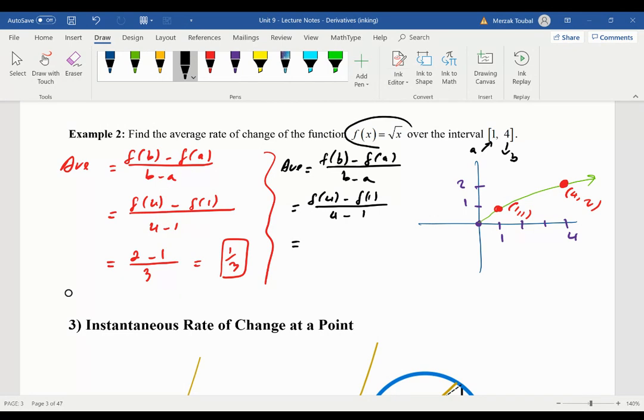F of 4, you gotta use this function to find the value of y that corresponds to x equals 4. So which means square root of 4 minus f of 1, which is square root of 1, over 4 minus 1. Square root of 4 is 2, square root of 1 is 1, 4 minus 1 is 3, and again, it's 1/3. So you can use either. I mean, it's the same thing.